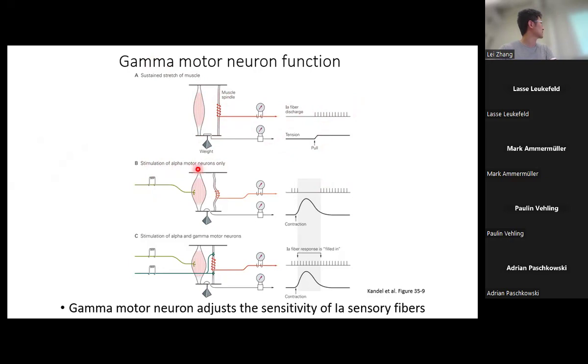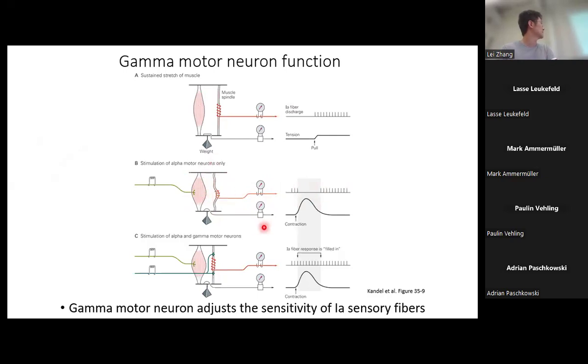Then we stimulate the muscle fiber by the alpha motor neuron, so the muscle becomes shorter. At the same time, the muscle spindle also becomes shorter, and then it becomes loose. You see, this is not very tense anymore, so it cannot give any information here. You will lose the sensory signal once you stimulate the alpha motor neuron.